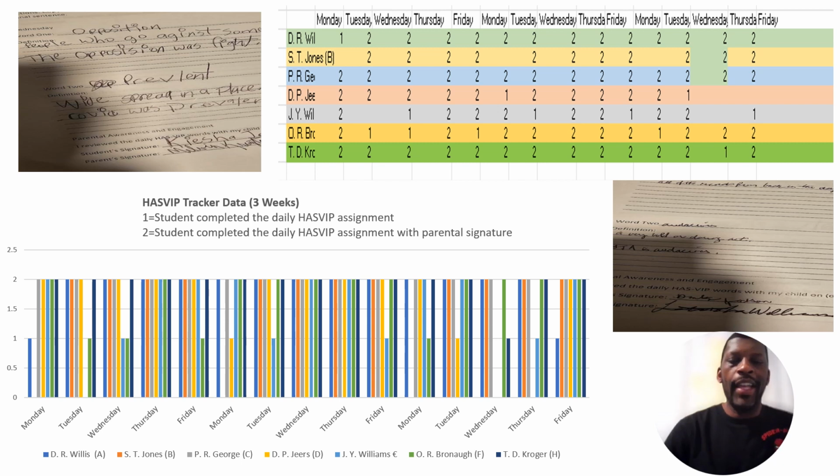3 weeks of HASVIP implementation. During the 3 weeks of this study, students completed daily HASVIP activity sheets. Daily HASVIPs were scored on a simple 2-point system. If students returned a completed HASVIP without a signature, they earned 1 point. If they returned the HASVIP with a signature, they earned 2 points.